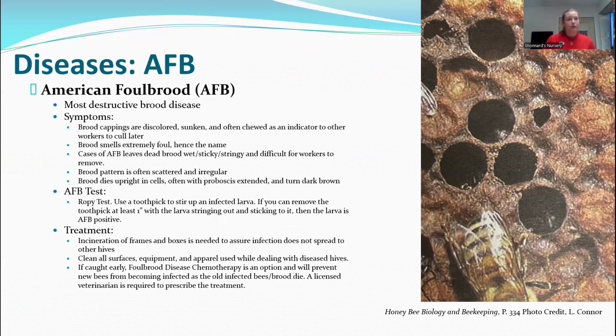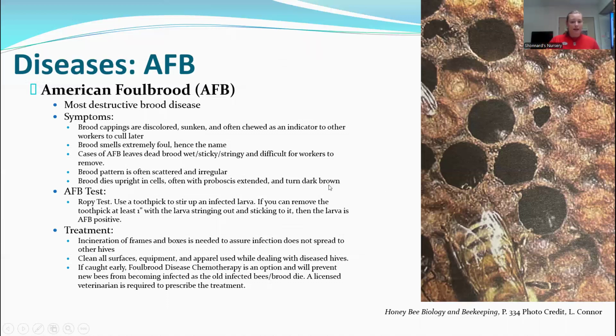The test to see whether or not you have it, other than your nose, of course, is called the ropey test. You take a little toothpick and you stir up the brood in your comb that you think is infected. And when you remove that toothpick, if the brood slides out about an inch, that's the ropey test. You know that it's sticky, it's gross, it's American foul brood. Other brood diseases, you won't be able to slide that brood out that far. So worker bees can't really clean it, so it just continues to spread.